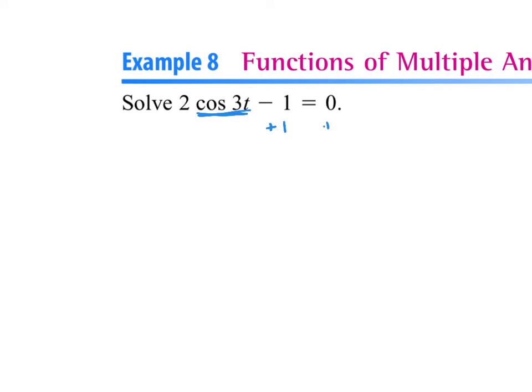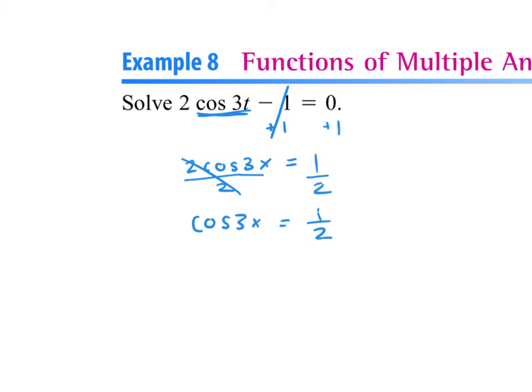Add the 1. So we have 2 cosine 3. I'm going to change it to x just so my t's don't look like plus signs. So 2 cosine 3x is equal to 1. What's next? Divide by 2. So cosine 3x is equal to 1/2.